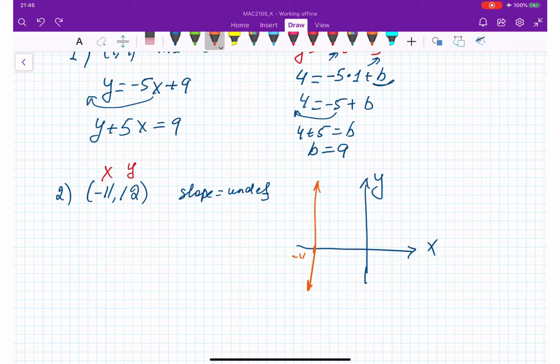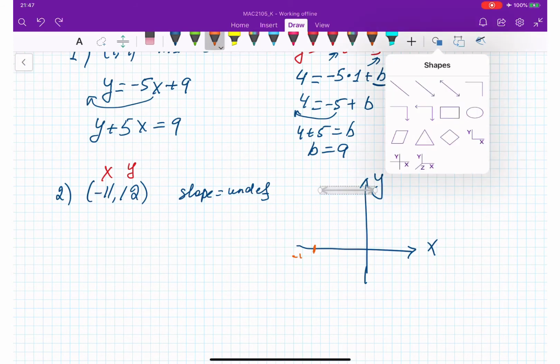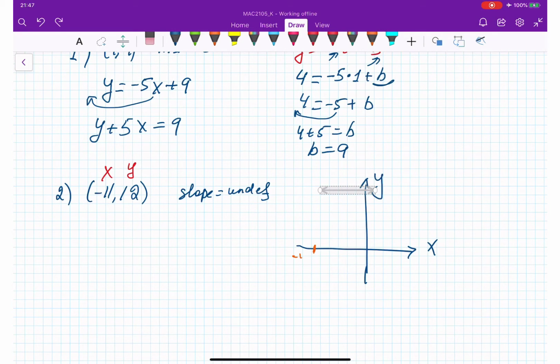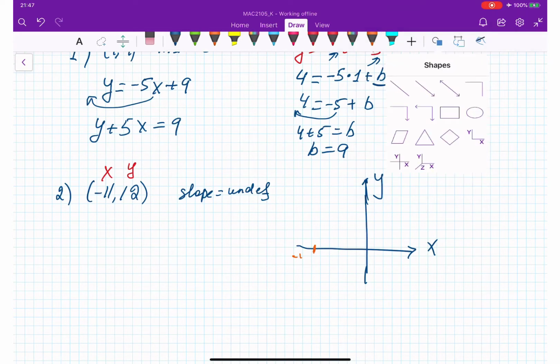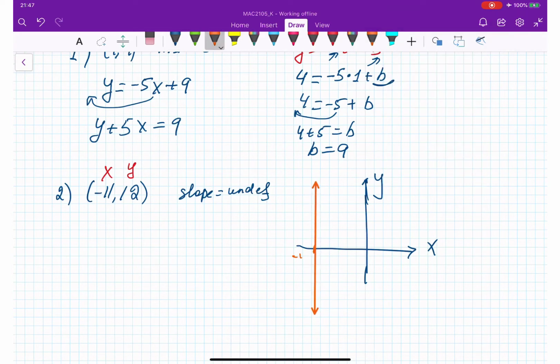Okay, let me use this version to draw the straight line. This is -11. So, which means my graph is going to be x equals -11, the value of x.